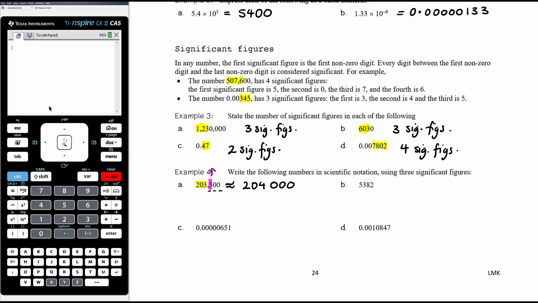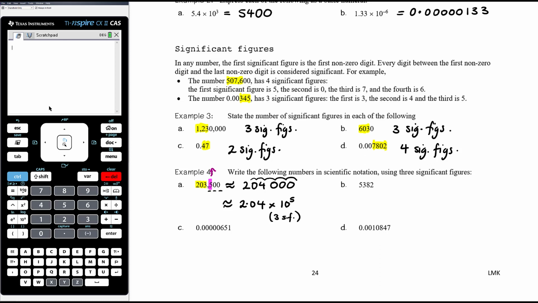Okay, so now we want to express it in scientific notation. We're going to take our 204, which are our significant figures. We're going to put the decimal place so that it is between 1 and 10, so it's going to be 2.04, and then we need to multiply by 10, 1, 2, 3, 4, 5, 5 times to make those the same thing. So 203,500 to 3 significant figures in scientific notation is approximately 2.04 times 10 to the power of 5.